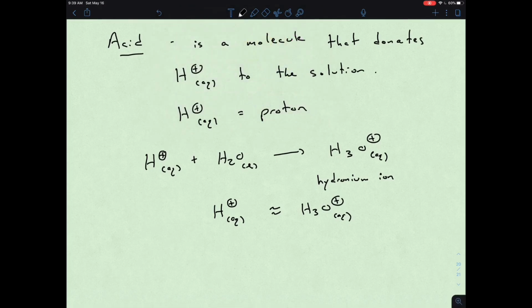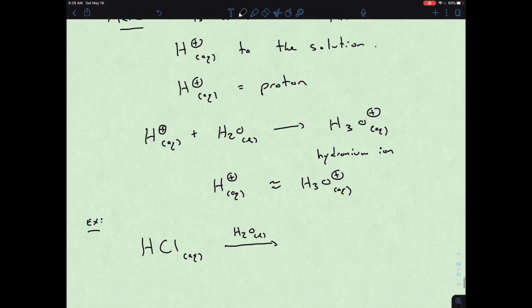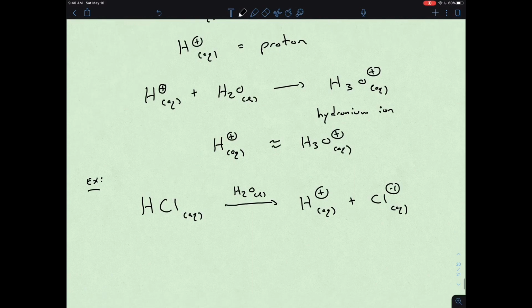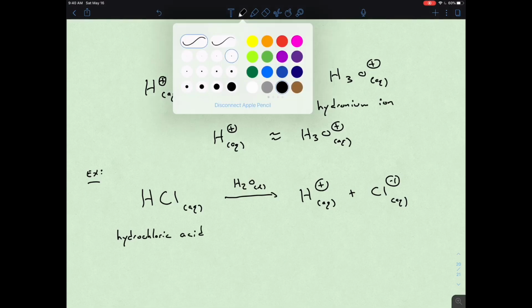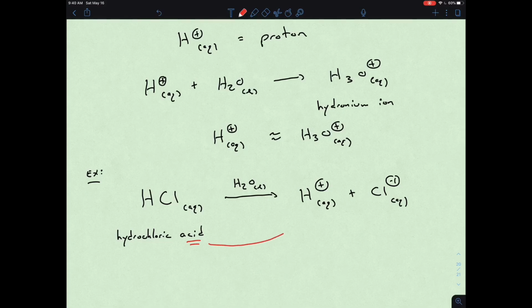We have lots of different examples of acids. Hydrochloric acid, for example. When we put hydrochloric acid into water, it dissociates just like we would expect any metal or alkali metal chloride. And that's why this is an acid, because of that generation of H plus.